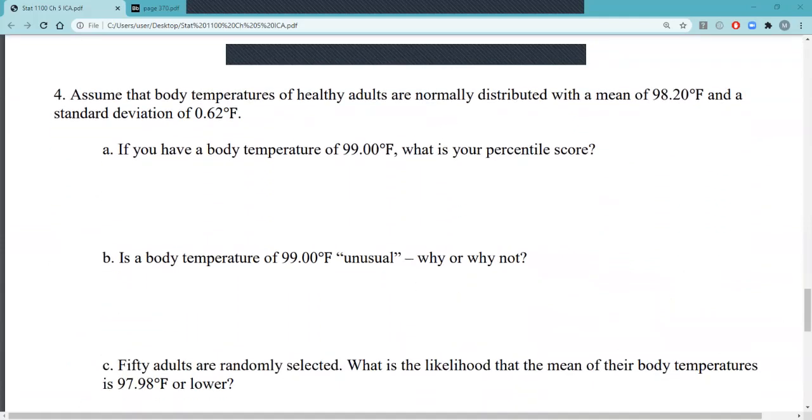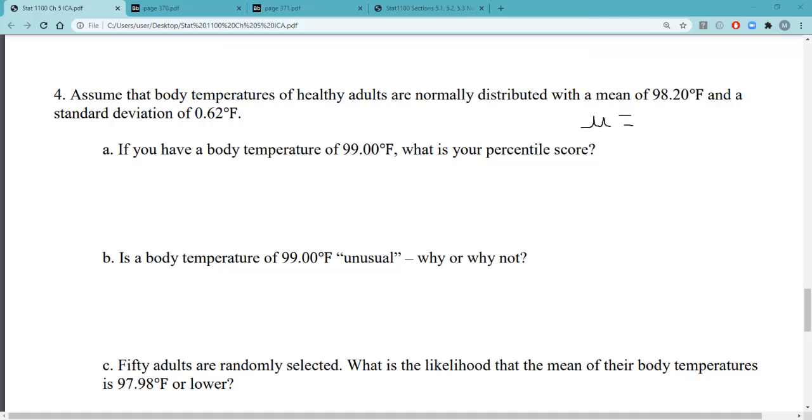And now keep in mind that number 4 is going to encompass 5.2 and also 5.3. So this is all 5.3 material. Let's start looking through. We're told, let's assume that body temperatures of healthy adults are normally distributed with a mean, so we have mu equal to 98.2, and a standard deviation, so sigma, of 0.62.